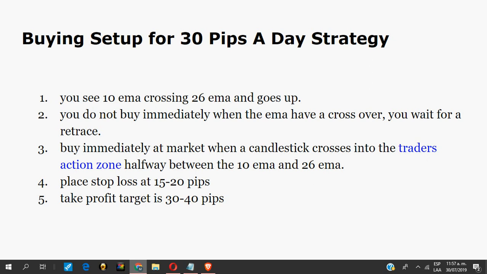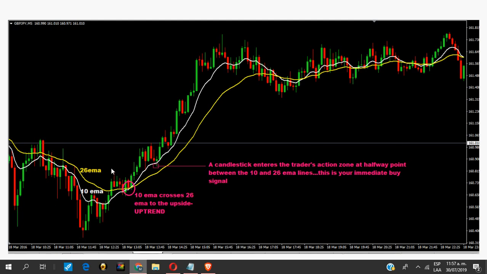and 40 pips. As you can see, the 10 EMA crosses the 26 EMA to the upside, showing an uptrend. You enter your buy position when the candlestick retraces near the 26 EMA, and as you can see, the price continues to go up and hits your take profit target.